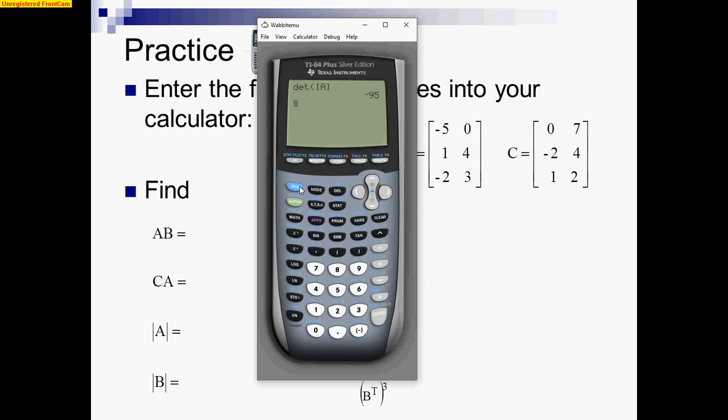Now I also want the determinant of B. So I'm going to do second enter so that it pulls up my last entry and edit it to matrix B.